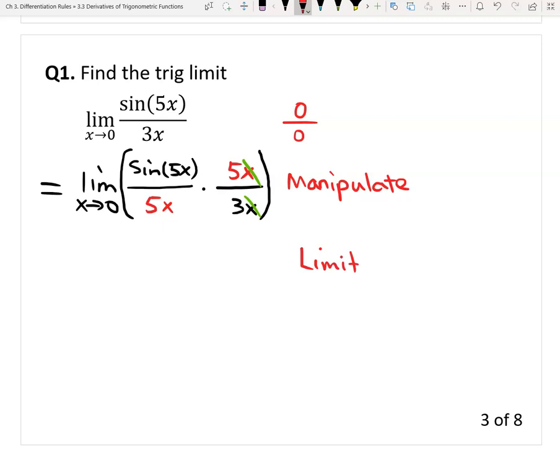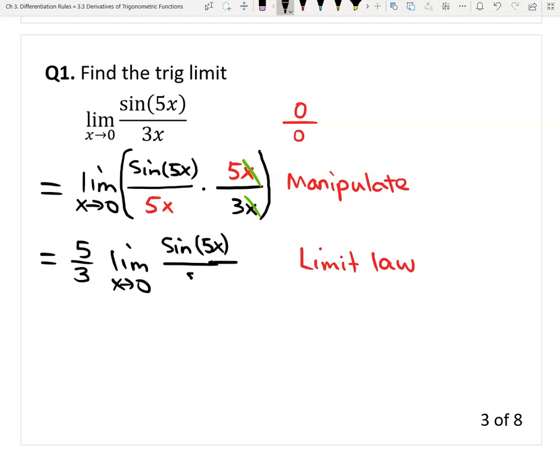I was going to use the limit law to plug out the constant number. So what do we have? We have 5/3 times the limit as x approaches 0 of sine 5x over 5x. Now someone might say this is almost the result. This limit is 1. Why?